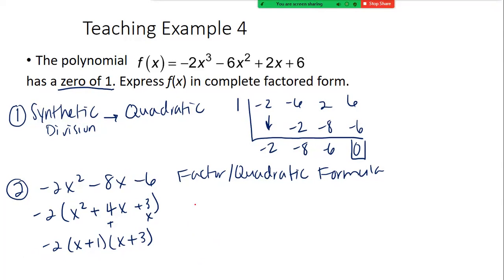So step 3 is to put it all together. Exactly. So we already knew our a. What was our a? -2. So f of x equals -2. The first 0 they gave us was 1. So what is its factor? -1. And then what were the factors we got from our work?